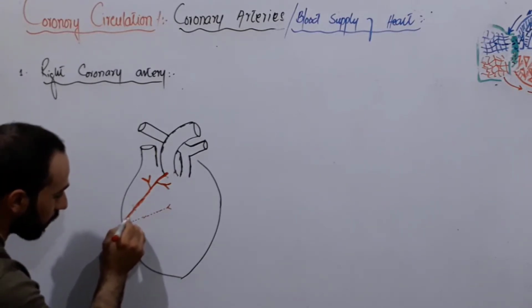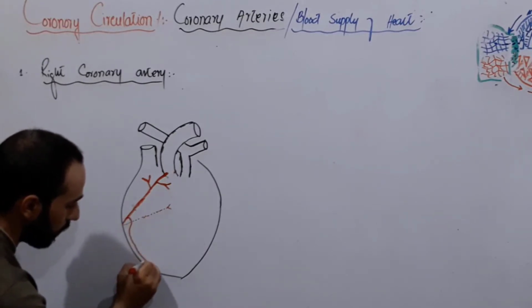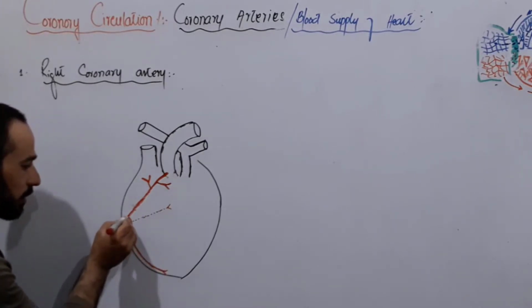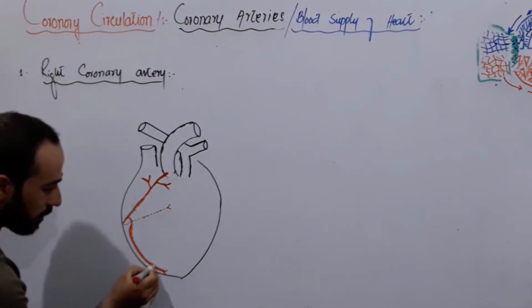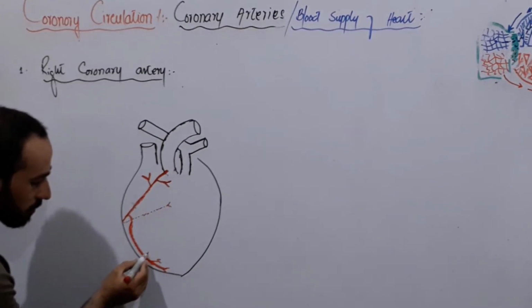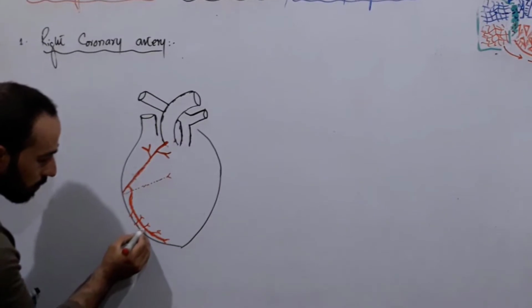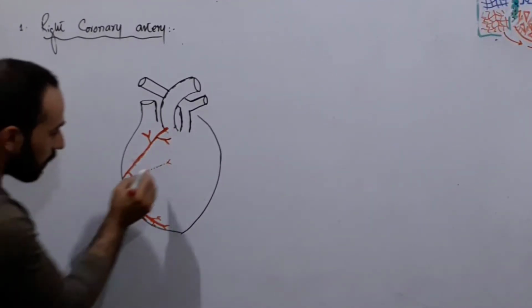And then here is another branch which comes anteriorly in the right margin of the heart. That's why it is called the right marginal artery. It then gives small branches and supplies the myocardium. Clear, friends?